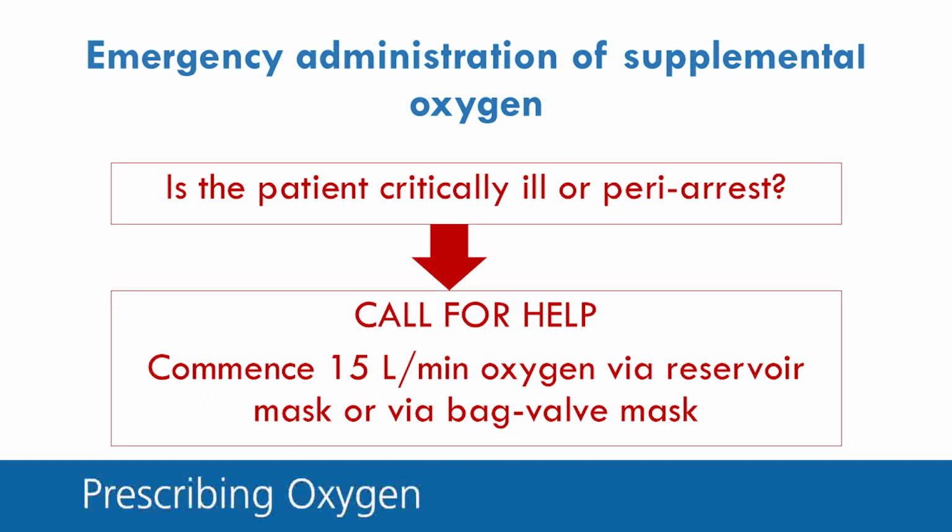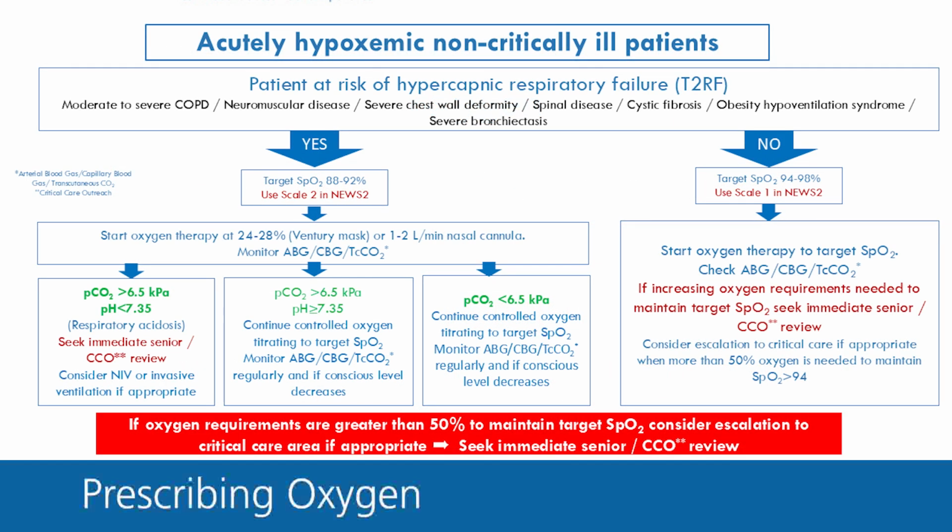In case of an emergency, such as a cardiac arrest or peri-arrest situation, please call for help and administer 15 litres per minute of oxygen via a non-rebreathe face mask or ambibag. The need for oxygen therapy will vary in different patients and in different circumstances. This algorithm describes the safe and effective use of oxygen therapy in the acute setting, simplifying the targets into two groups: those at risk of developing hypercapnic respiratory failure, even if not currently hypercapnic, or already developed respiratory failure.